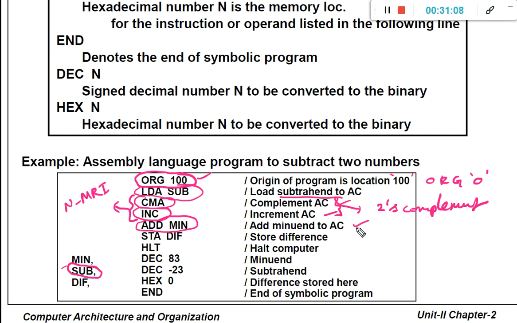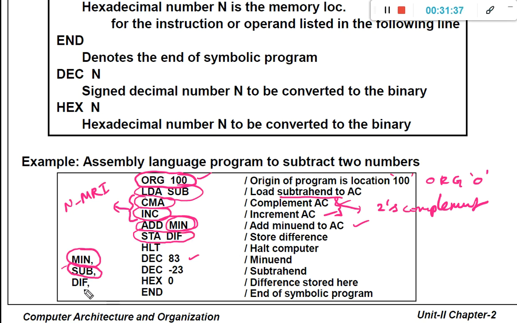Okay. Now the subtraction is done. However, we need some value in the minuend variable, so that value is stored using this particular label. So min comma DEC 83, that is, store the value of 83 into the min variable. Okay. So after that, store the result in a particular variable DIF.